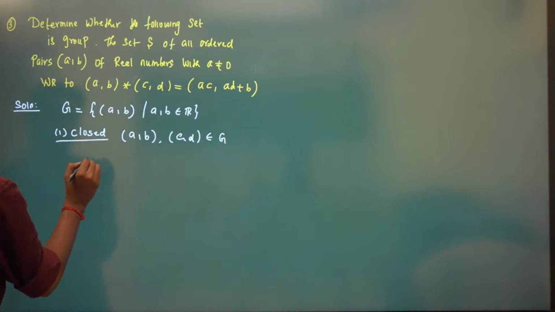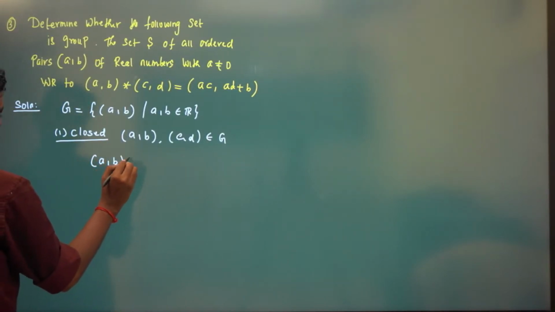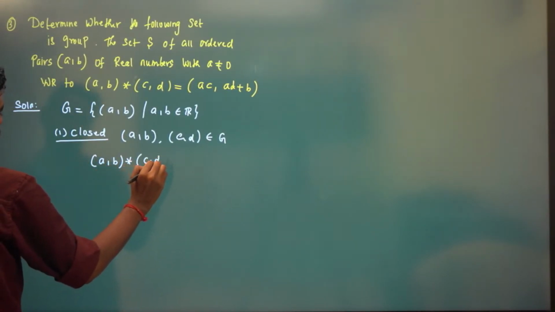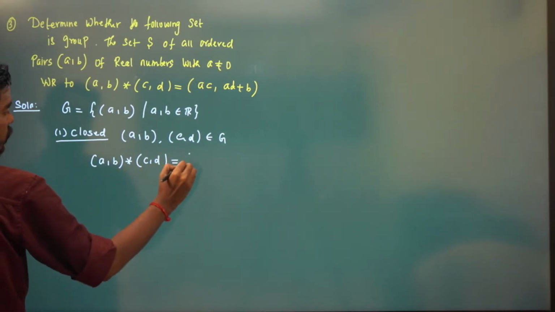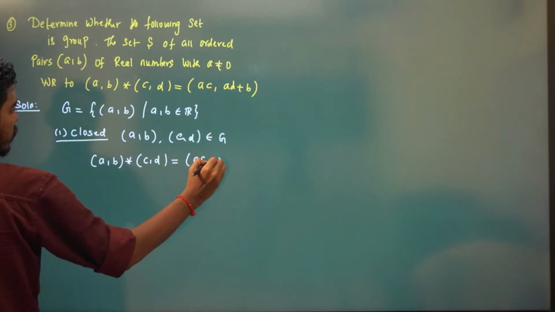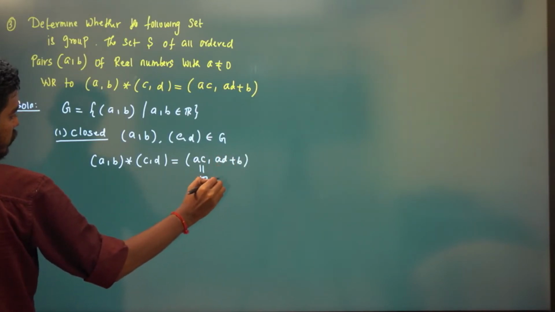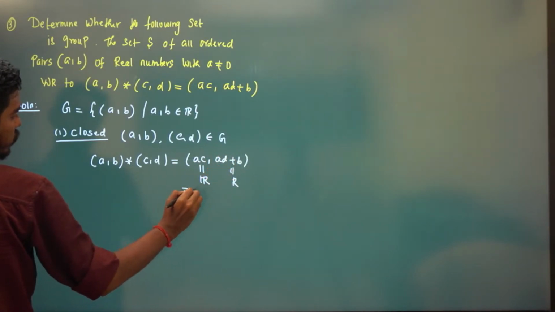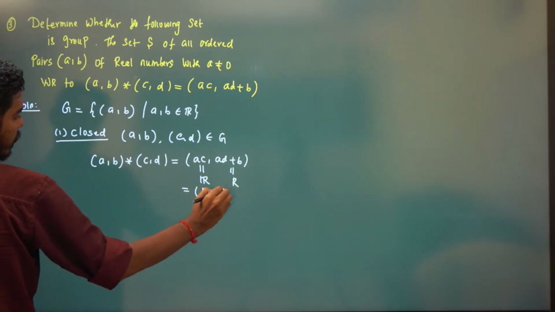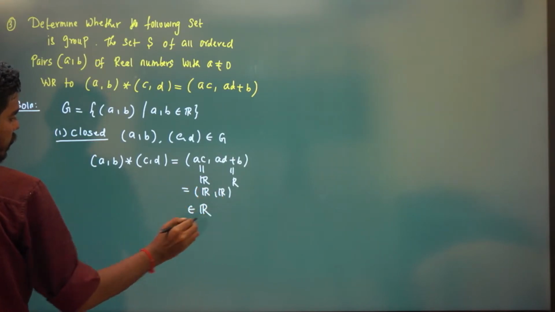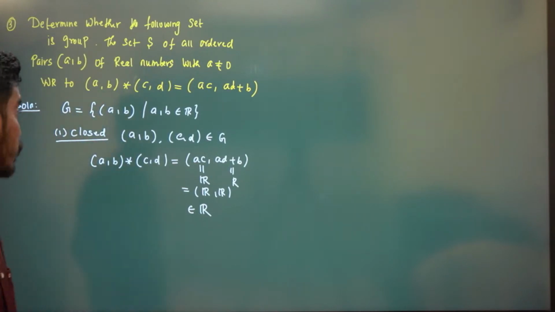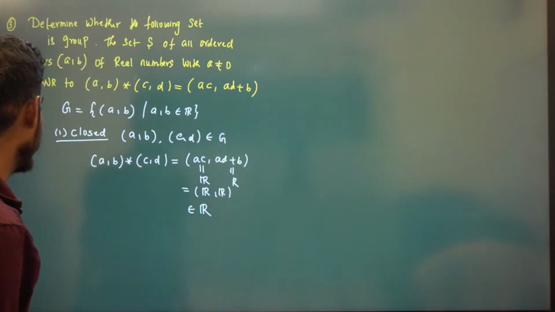Now you perform this operation: (A, B) star (C, D). So what is the operation? (AC, AD + B). This is a real number, this is a real number, so this will be a real number comma real number. That means this also belongs to the real numbers, right? AC is a real number. That's it, so that means it is closed.